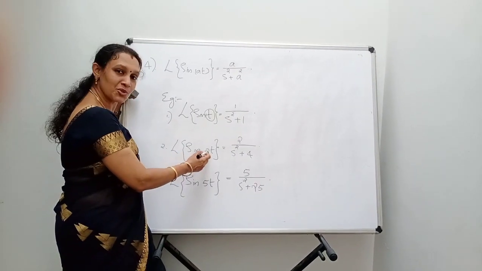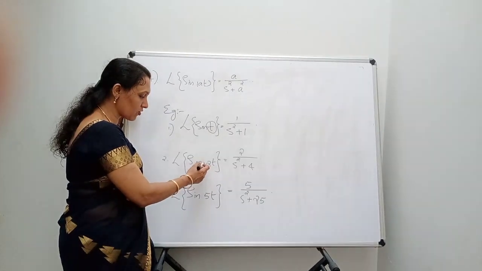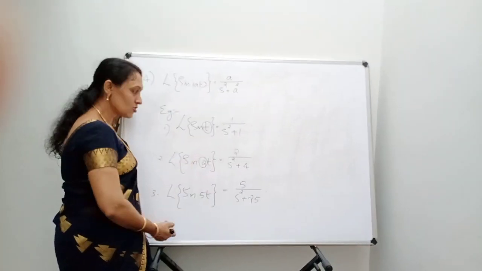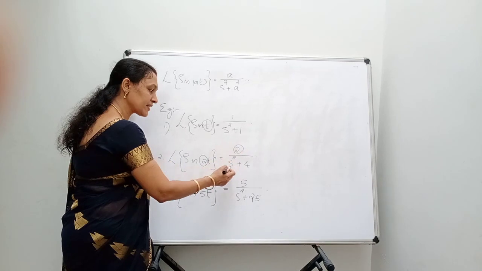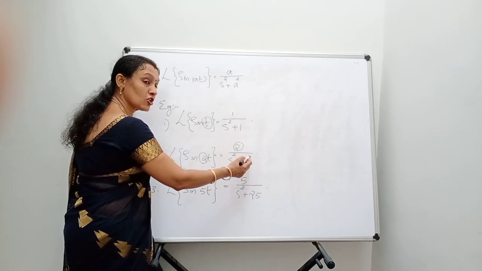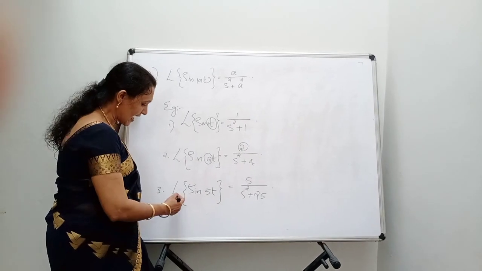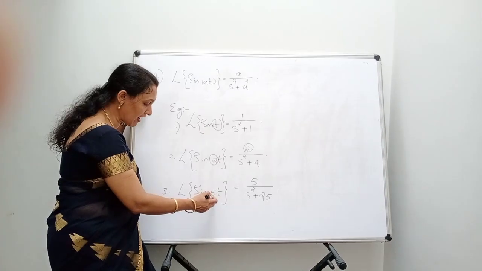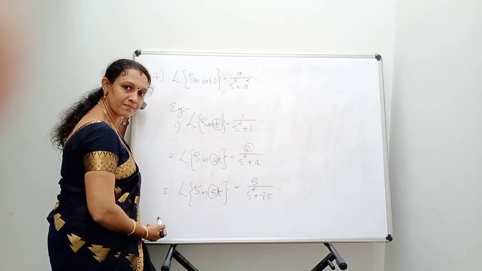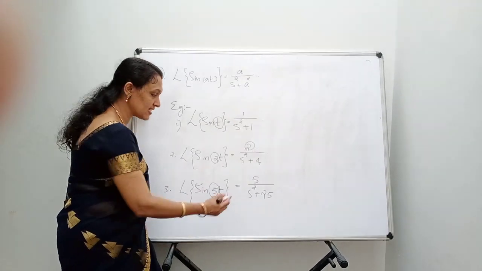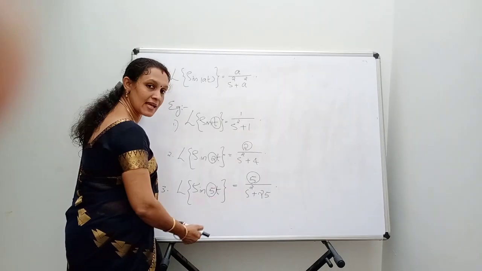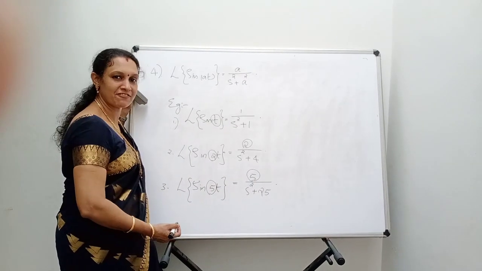L of sin 2t. What will be a? a is 2. So 2 divided by s square plus a square, 2 square, that is 4. So 2 by s square plus 4. L of sin 5t. What is the value of a? a is 5. So L of sin 5t is 5 divided by s square plus 25.